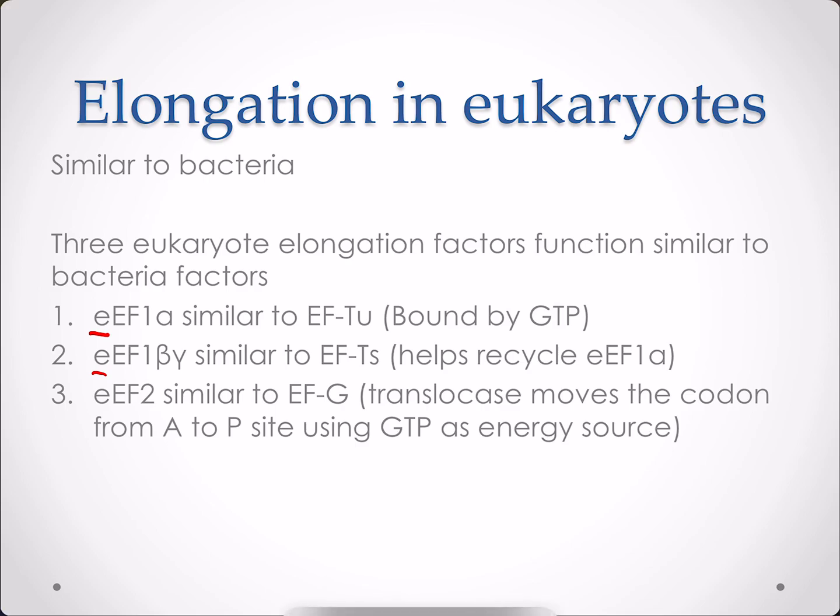And then eukaryote elongation factor 2 is similar to elongation factor G, and that is going to move the codon from the A site to the P site using GTP as that energy source.